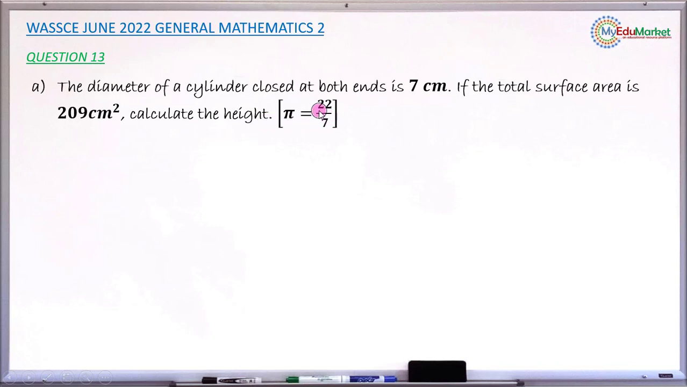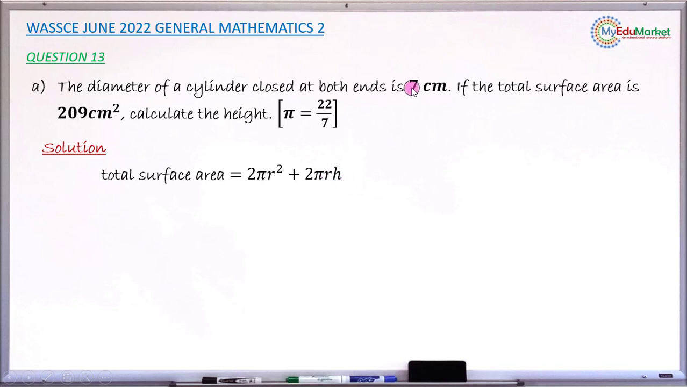You are required to take the value of pi as 22/7. Solution to this problem: writing the formula for the total surface area of a cylinder, remember, it is 2πr², which is the area of the two circular ends, plus the curved surface area, which is 2πrh.